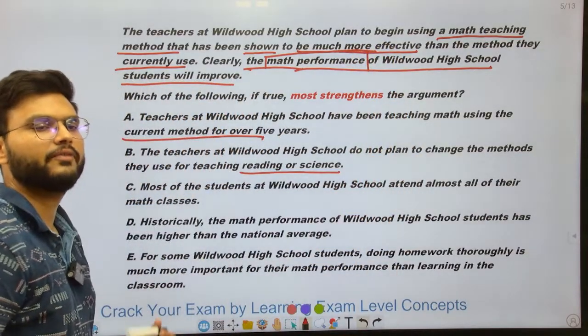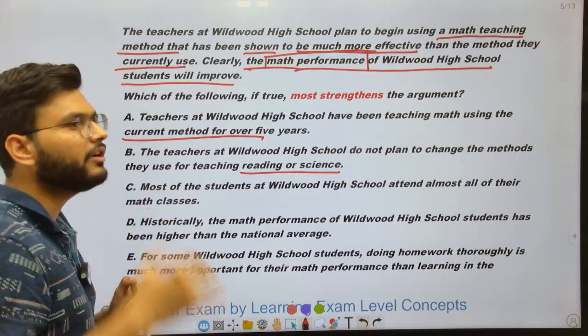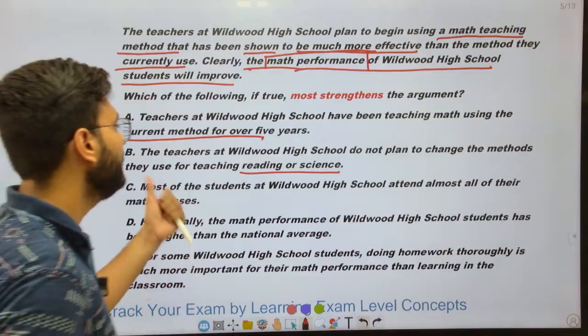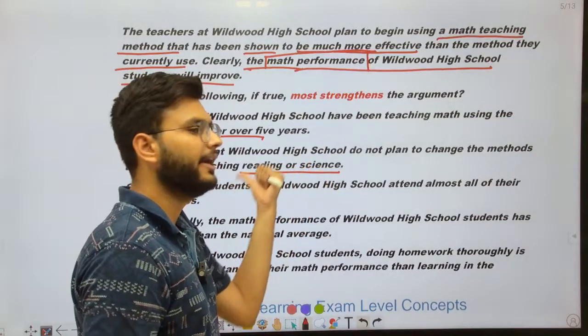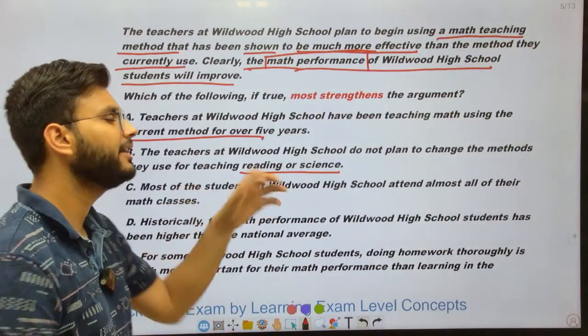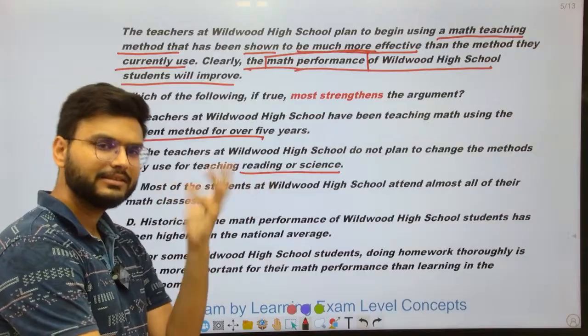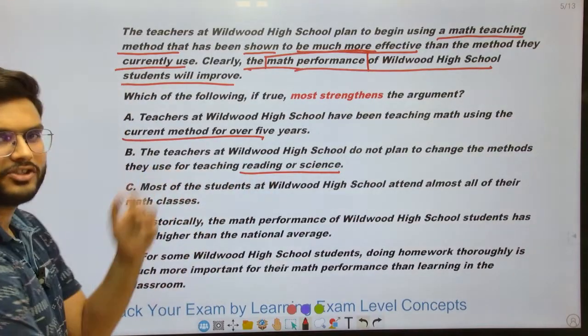I'm looking for the factors or the method which can improve the math performance. How can I compare that method, whether it will also affect or not affect what the school wants to do in improving reading or science? This is an irrelevant idea. It does not make any sense. So it is a completely absurd choice.